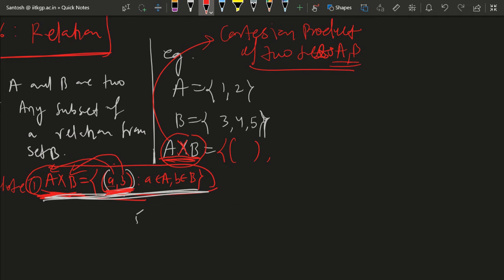So you tell me the numbers. What pairs should I write? 1, 3, right, 1 3, yes. And then 2, 3 is also correct. 1, 4, 2, 4, fine. 1, 5 and 2, 5. Correct. This is absolutely right. So what we did: we know A cross B is a set of ordered pairs (a, b) such that the first element belongs to the first set and the second element belongs to the second set.